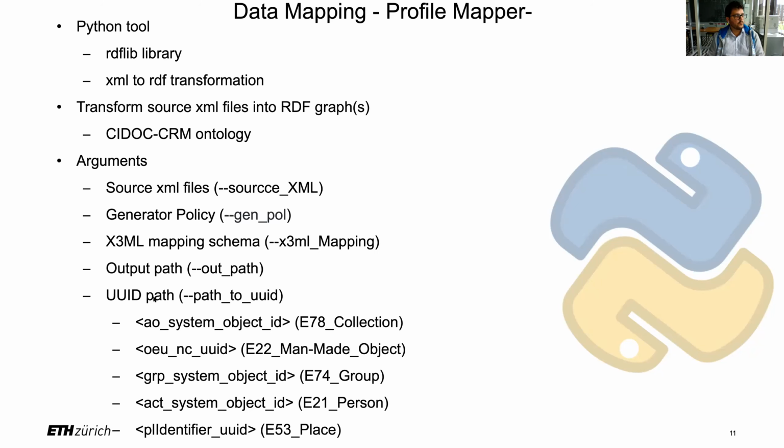And since our aim is to be more hybrid and interoperable as much as we can, the tool is implemented to be used among our 5 main entities. So by using the argument, the path to UUID, you can choose between one of our 5 main entities, and at the end you'll have the dedicated RDF graph for E78, E22, E74, E21, and E53. A quick remark: in our pipeline we use only these 5 entities, but this mapping tool can also be used with the other entities. So it's interoperable and multi-mapping, I would say.